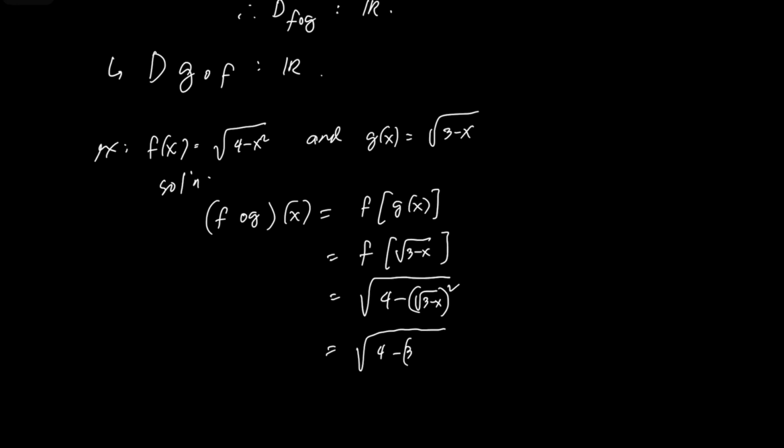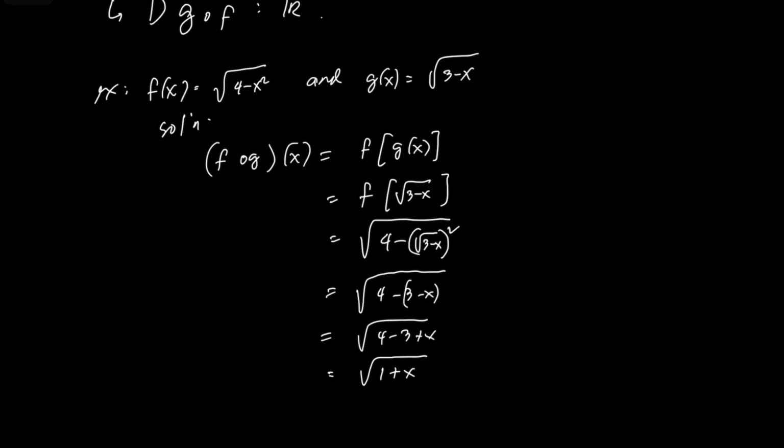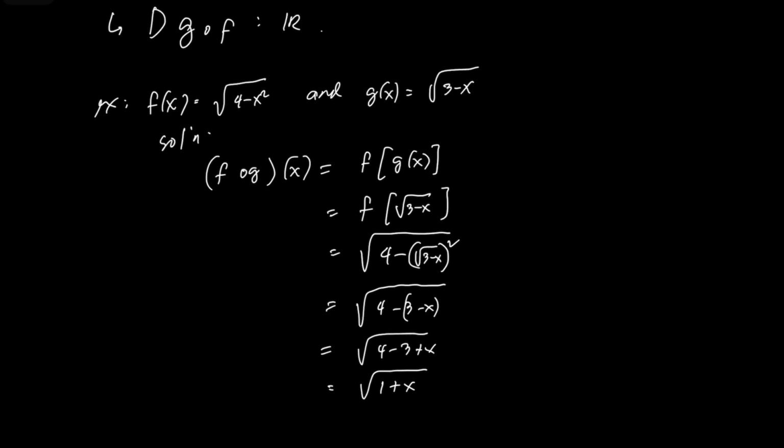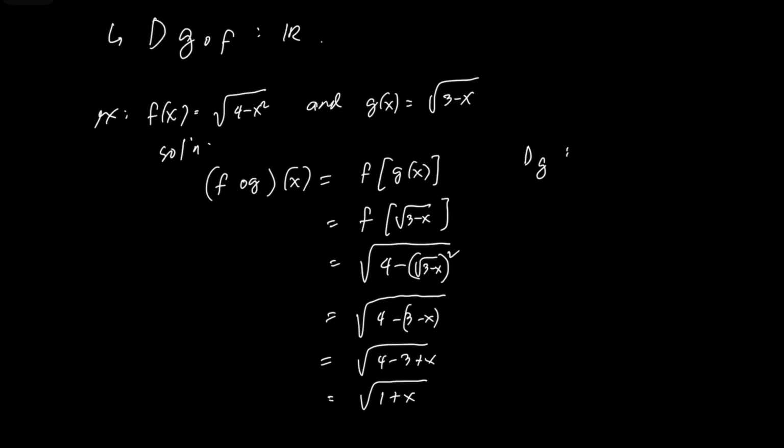So you can eliminate the radical sign there. That's 4 minus 3 minus x, which is square root of 4 minus 3 plus x, which is square root of 1 plus x. So how do we define this one? How do we find the domain? The domain of g has the restriction that 3 minus x must be greater than or equal to 0. Okay, and so x is less than or equal to 3.